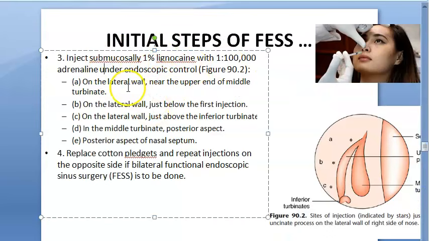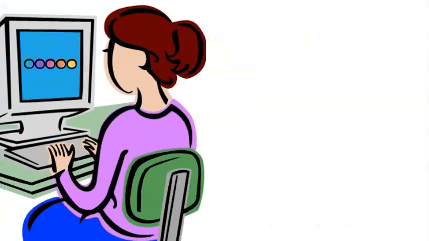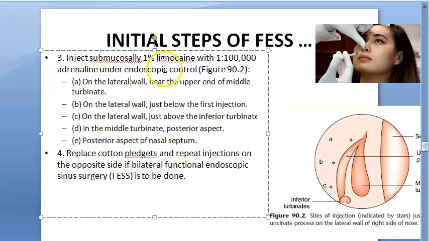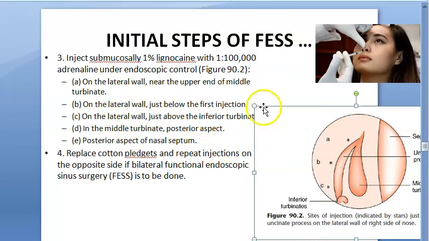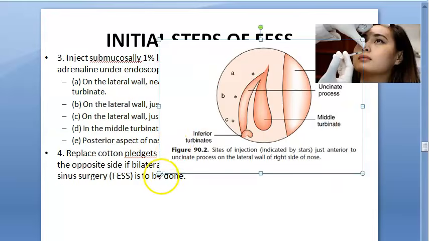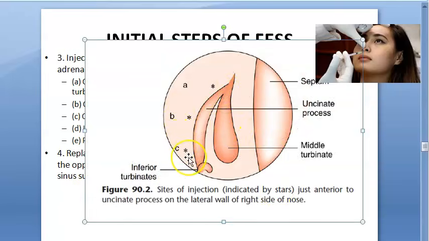Then you will give anesthesia: submucosally, 1% lignocaine with adrenaline, that is 1:1 lakh adrenaline. This is standard local anesthesia, given under endoscopic control. Look at where you will give it, shown in this image. Here 3 stars are there, but actually 2 more places are being indicated.